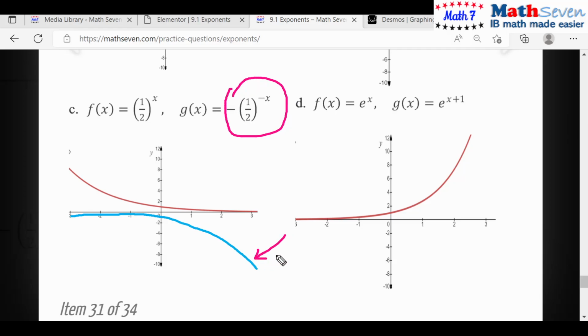Okay, so what's the domain? Again, the domain is R. What's the range? As you can see, y is less than 0. Do you see? It's below the x-axis. So y is less than 0.